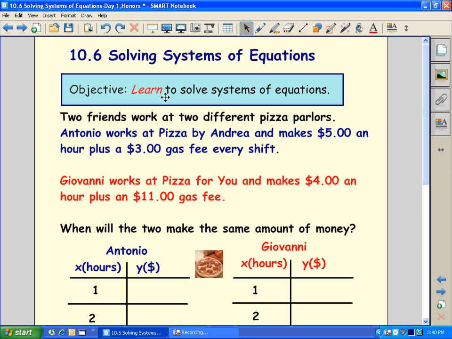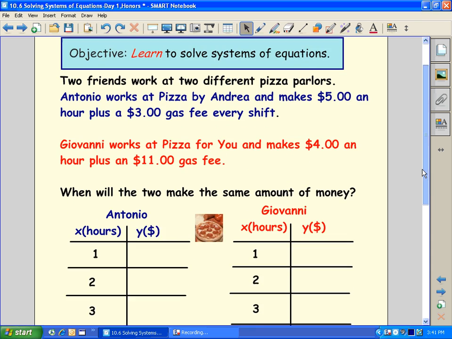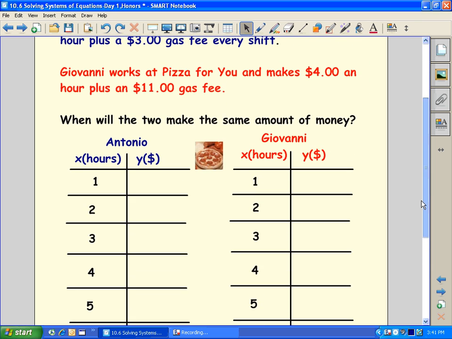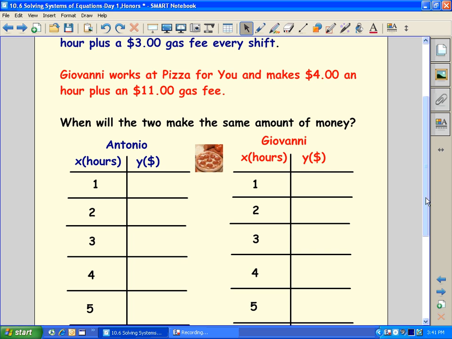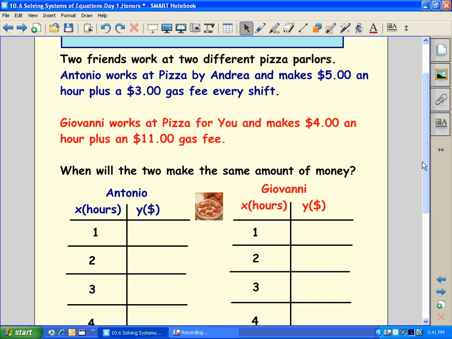So the first problem is, we have Antonio, who's making $5 an hour plus $3 for a gas fee every shift. We have Giovanni, who's making $4 an hour, but he gets $11 for gas. What I want to figure out is at what point will they make the same amount of money? So we can do it the old-fashioned way, a little bit in the lesson. You're going to figure out a shortcut for doing this, and you can find out what that point is. You don't necessarily have to copy this down. Just start thinking and make sure you're working along with the lesson because I'm going to pause every once in a while. First one, Antonio.